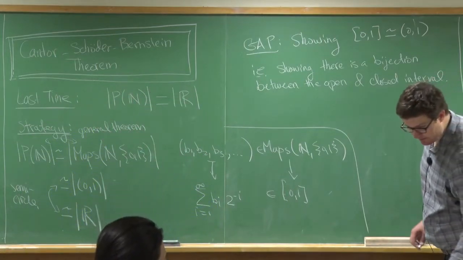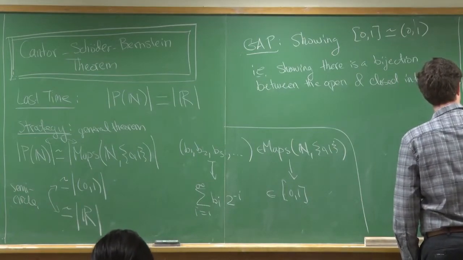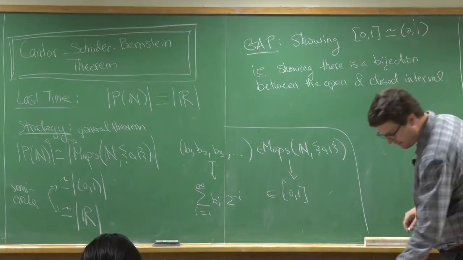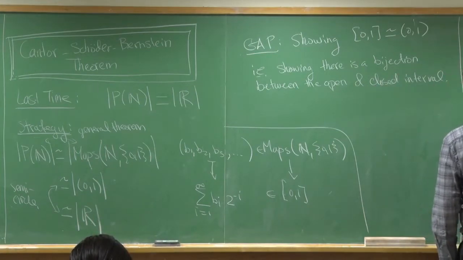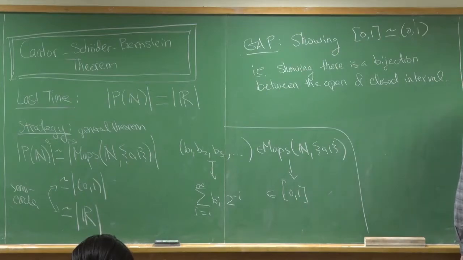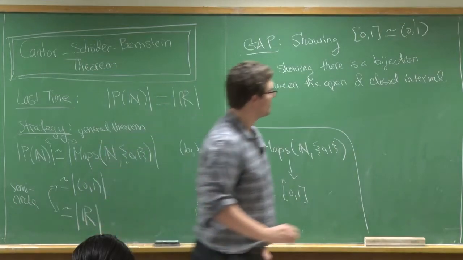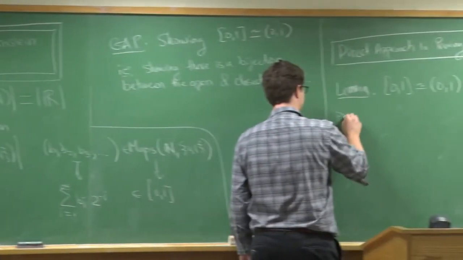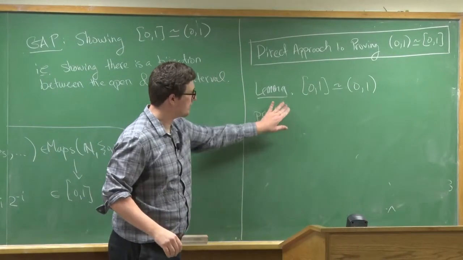So let me do the claim. So lemma. All right, so the lemma is that there's a bijection between the closed interval and the open interval. Okay, so here's the proof, or solution of the exercise that we stated at the end.